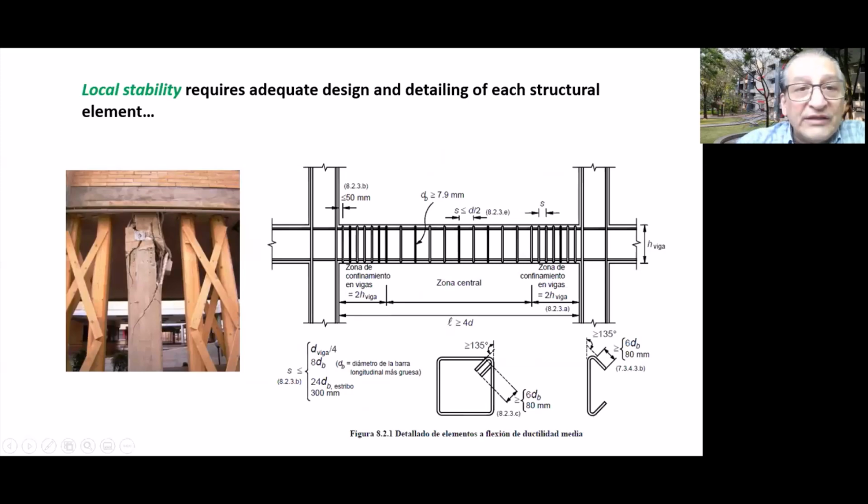To achieve the required level of overall stability, earthquake-resistant structural systems need to exhibit three properties. What I call local stability, which requires adequate design and detailing of each structural element. And why are we very careful in the design and detailing of each structural element? Just to avoid the type of performance or behavior that I'm illustrating with this picture.